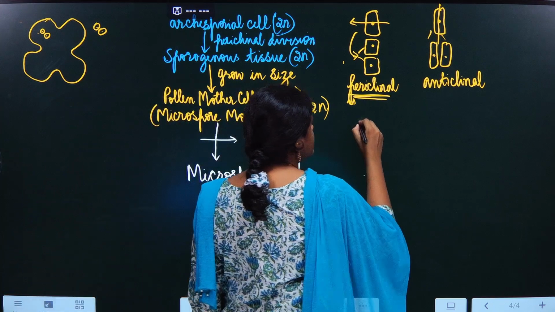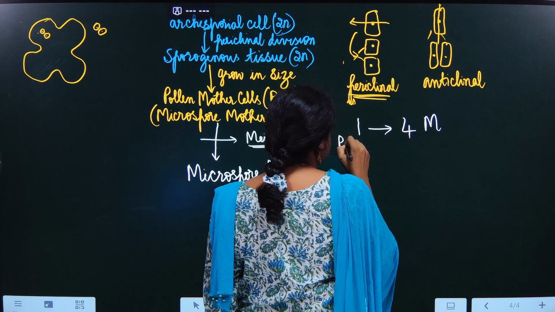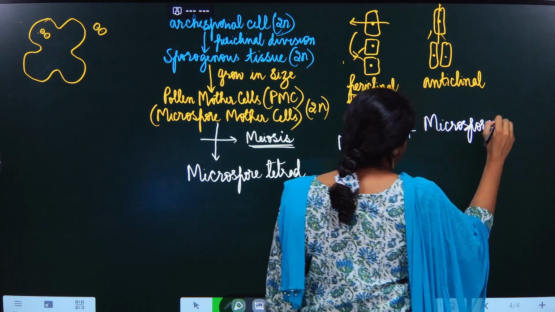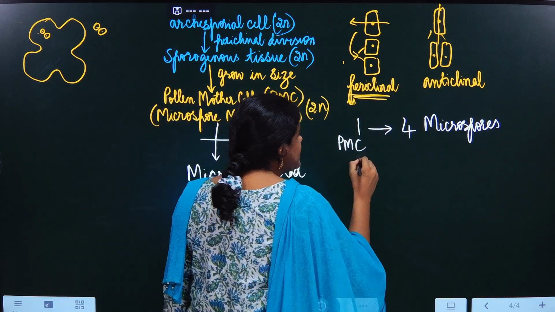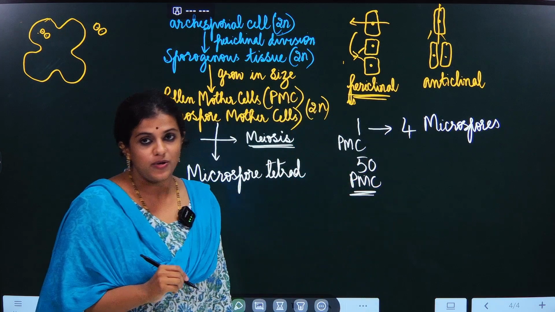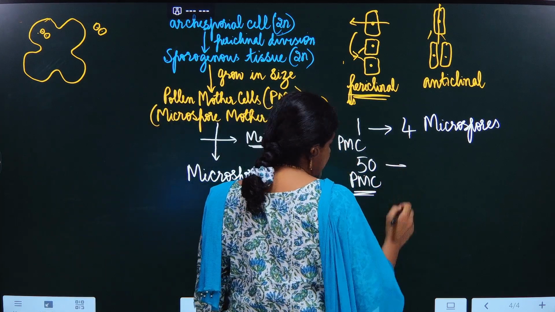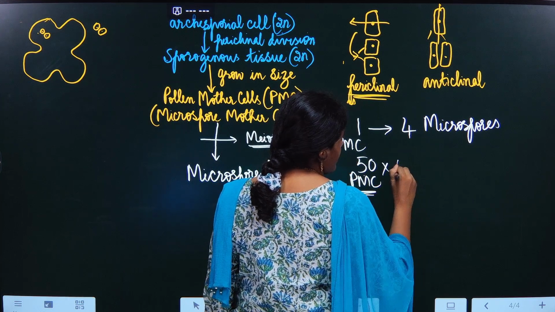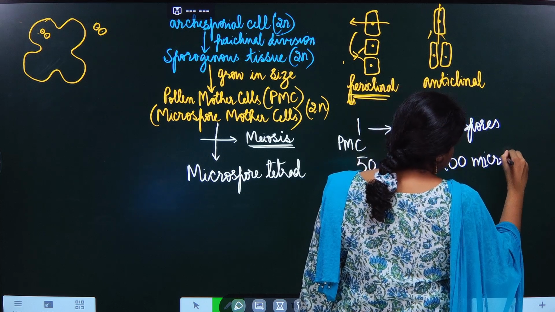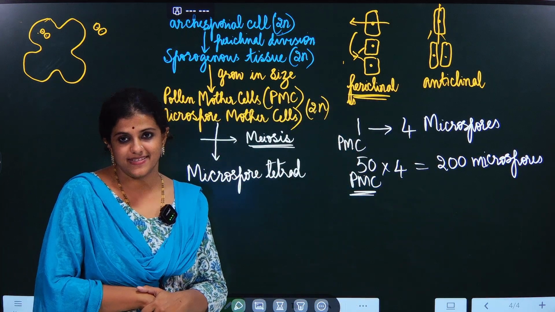Often a lot of questions will be asked on this concept. Suppose one pollen mother cell is going to produce 4 microspores. Then how many will 50 PMCs produce? If there are 50 pollen mother cells, you will have to multiply by 4, that's it. It will be 200 microspores. These kinds of questions are very commonly asked, so you need to understand this concept, children.